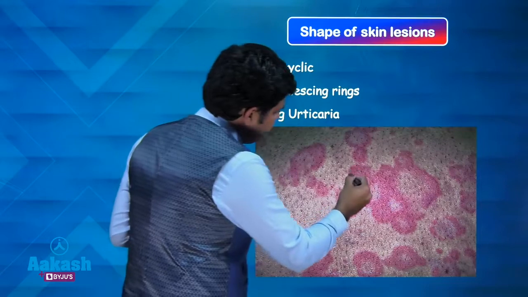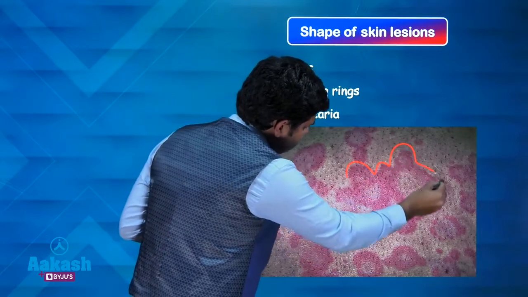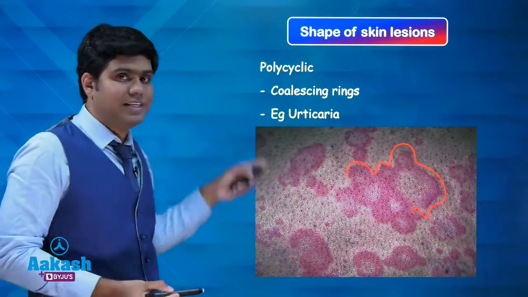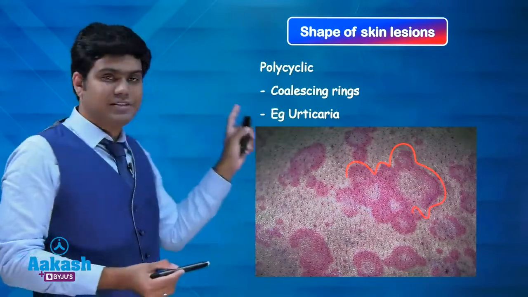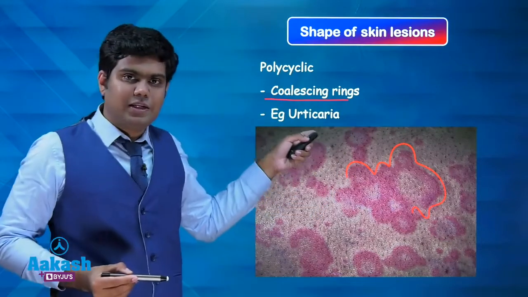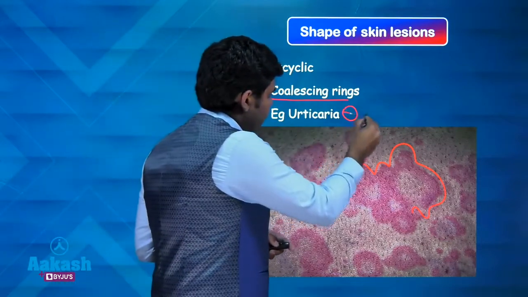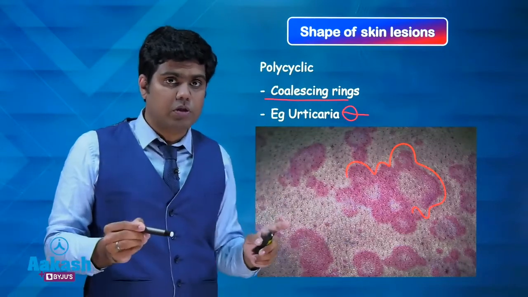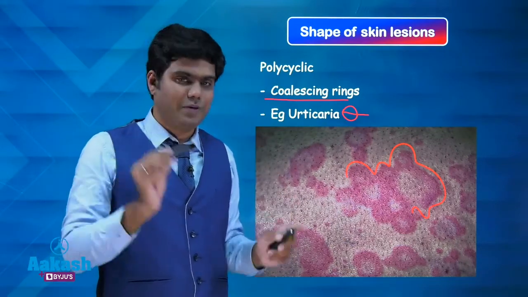Right. What about this? You can see here, how is the shape of the lesion and its margins? Polycyclic, coalescing rings, not concentric, coalescing rings. Classical example, urticaria. Again very important, you can get this image next time. So the topic is important, not the question per se. Please keep this in mind, okay.